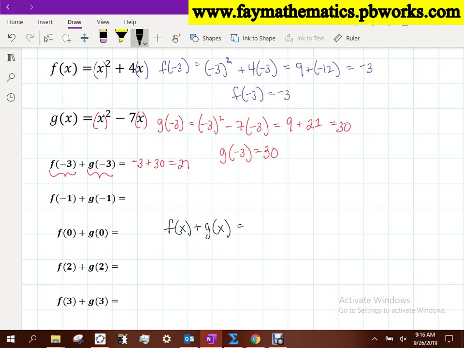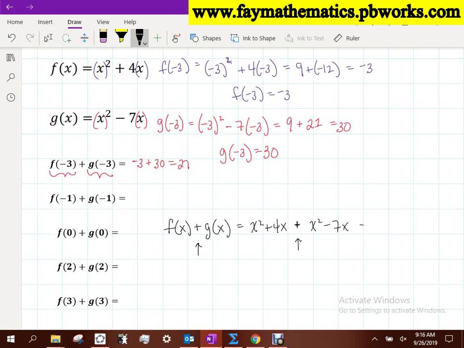I'm going to take f of x as x squared plus 4x. Okay? And then I'm going to add to that. So that addition right there is that addition. Is everybody okay with that? Okay? Then I'll put g of x in: x squared minus 7x.